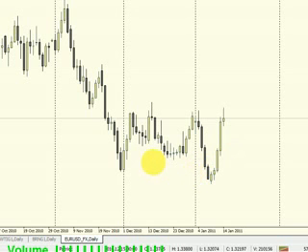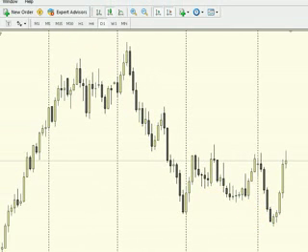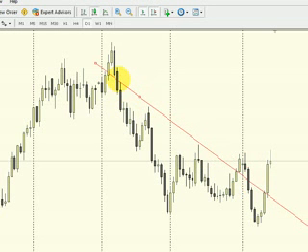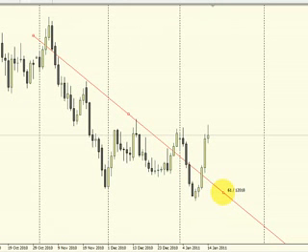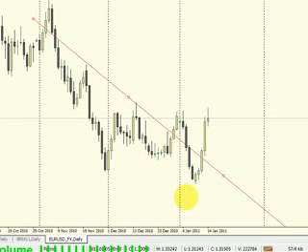Let's draw some lines in. We had a downward trend of sorts coming from here. Let's see if we can get this right. It hit multiple points. We broke out of it. We broke back in again.